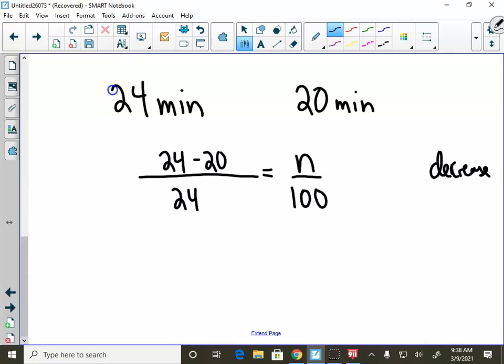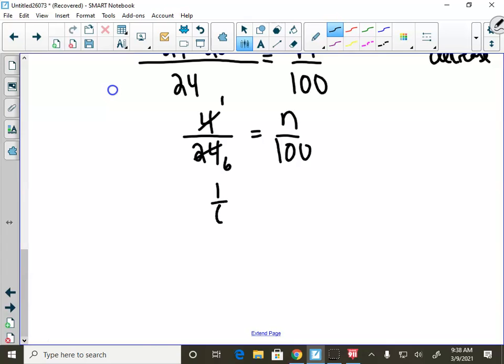So 24 minus 20 is 4. So we have 4 over 24 is equal to n over 100. And we're not quite so lucky this time, because 24 doesn't go into 100 evenly. So let's reduce this down. 4 goes into 4 one time, and 4 goes into 24 6 times. So now we have 1/6 is equal to n over 100. And again, 6 doesn't go in evenly, but at least the numbers are relatively small.